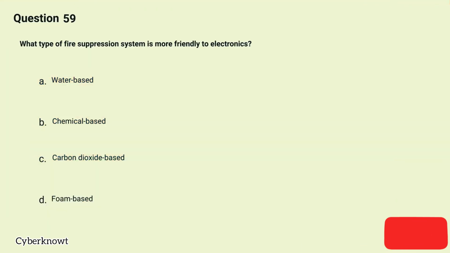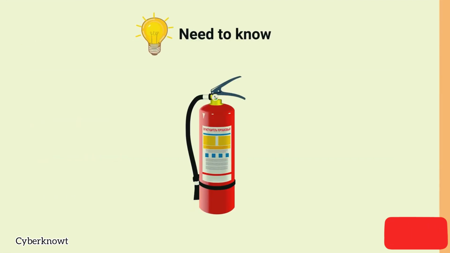Carbon dioxide-based. Explanation. Gas-based fire suppression systems are more friendly to the electronics, but can be toxic to humans.